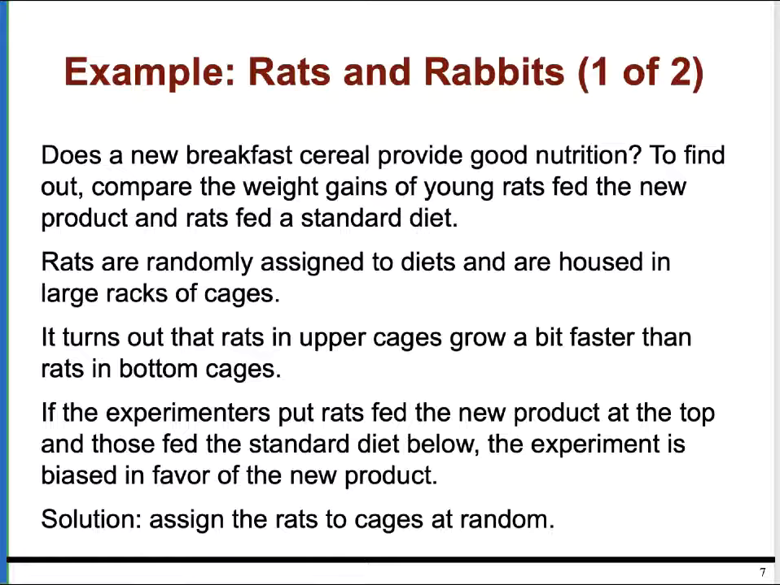So how could you fix that? Well, if you assign the rats to the cages at random, then you would have some rats in the upper cages with the new diet and some rats in the upper cages with the old diet, and then you would not have that source of bias.